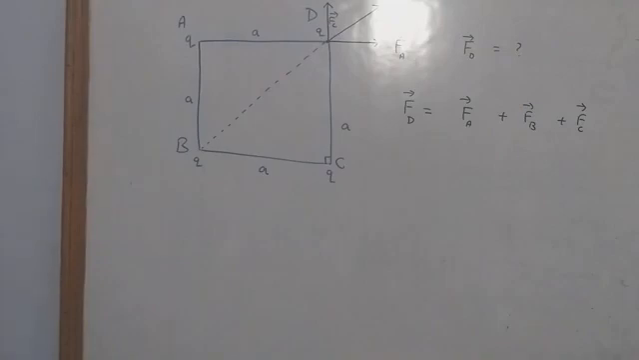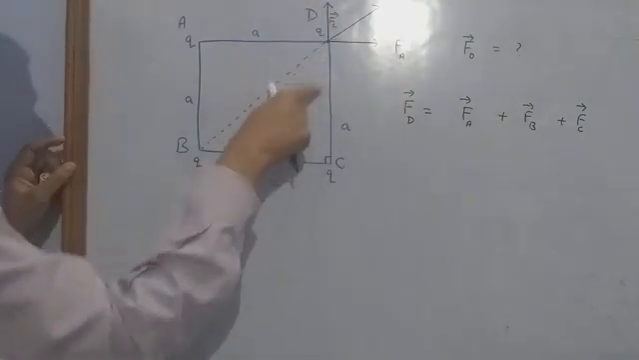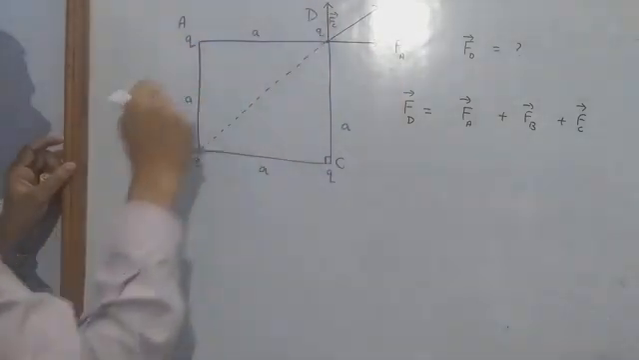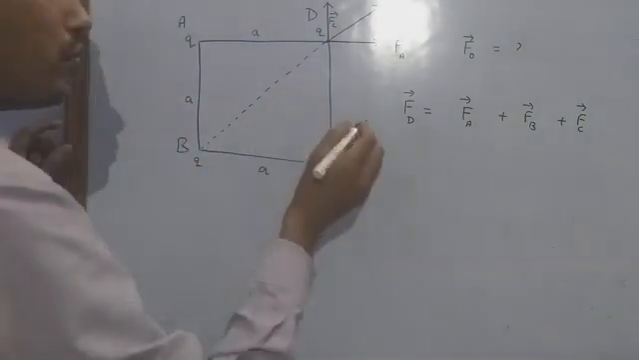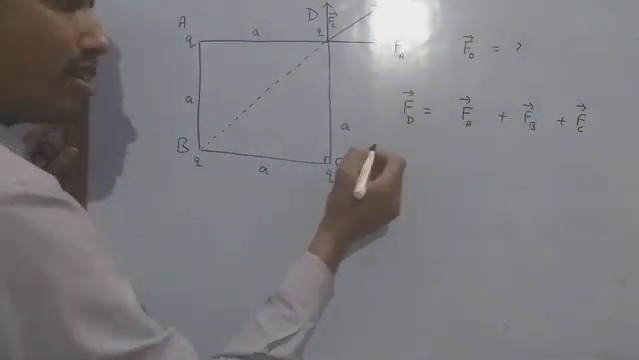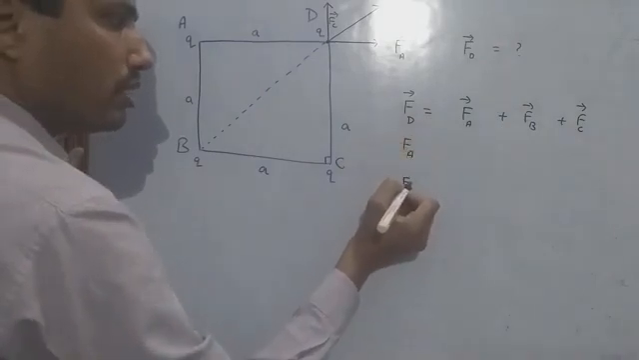Out of these 3 forces, can you guess which of the 2 forces have identical magnitude? Yes, that is Fa and Fc. Why? Because the separation between these pairs of charges remains the same. Let's write the values of these 3 forces one by one. Magnitudes I am writing.